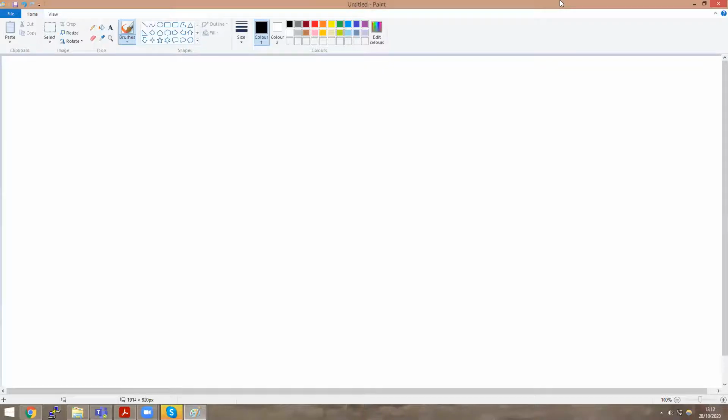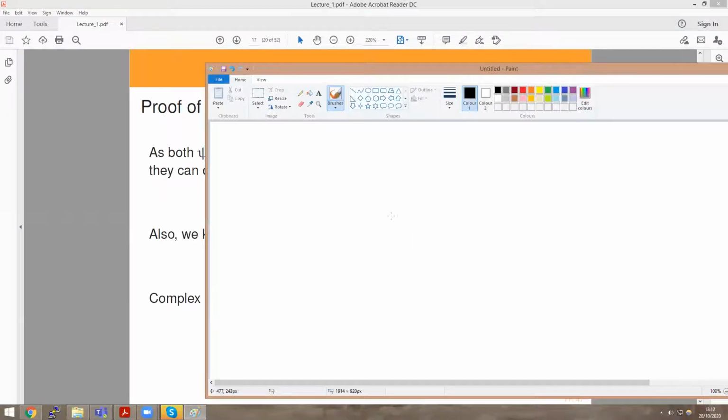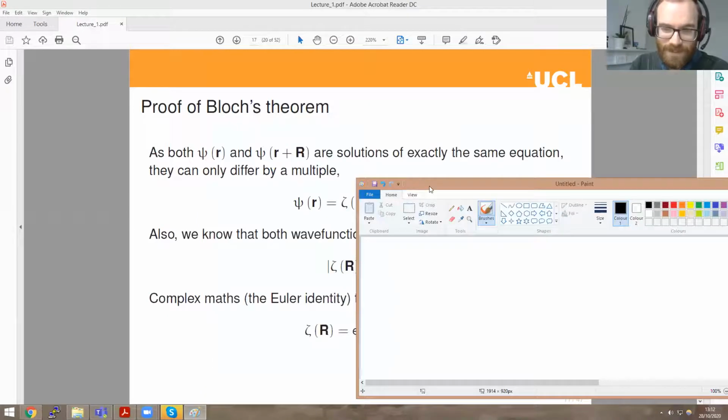That's not Paint. So I'm not as high tech as David. He's got some sort of tablet on the go. But oops. Oh.